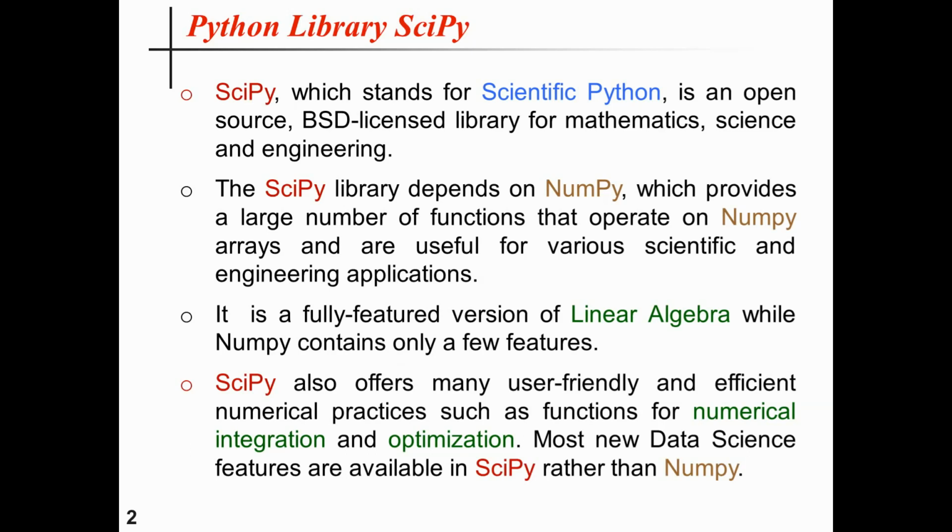It's a full-featured version of linear algebra, while NumPy contains only a few features, because, as I have told you, SciPy is built on top of NumPy. That is why it has more features than NumPy. SciPy also offers many user-friendly and effective numerical practices, like techniques for numerical integration and optimization. Most new data science features and techniques are available in SciPy rather than NumPy, because SciPy is a relatively new module compared to NumPy.